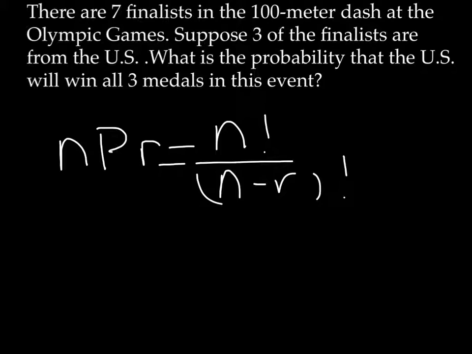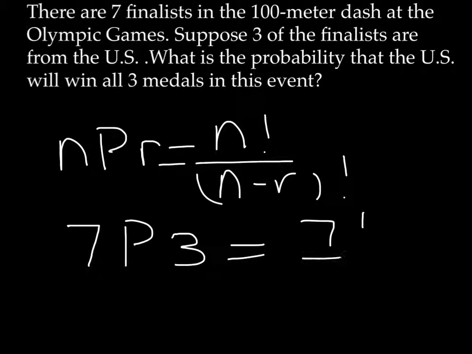n is just the total number of items or elements in the group, and r is how many we have in each group. So this would be 7 permutation 3, which equals 7 factorial over 7 minus 3 factorial.